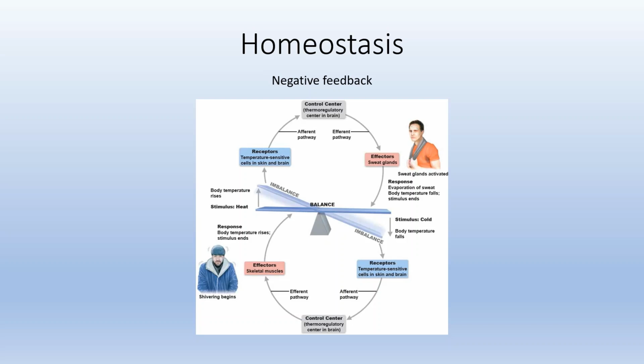In this case, the effector will be the sweat glands in the skin. Their job is to produce sweat, which will allow for the dissipation or evaporation of heat, bringing body temperature back down to a stable point. Again, this is a prime example of negative feedback, where we have a stimulus and the response is to either reduce it or turn it off.